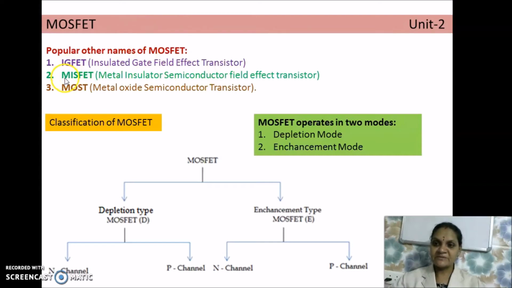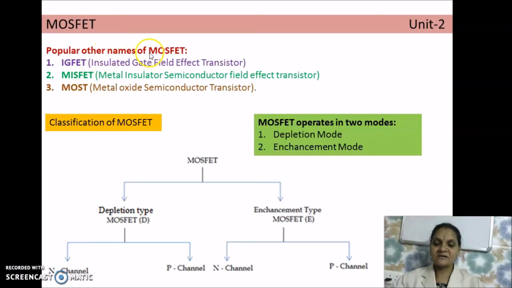The second name is metal insulator semiconductor field effect transistor. Metal insulator means the silicon dioxide is acting as an insulating layer here. That's why it is called a metal insulator. It is made of semiconductor material, so semiconductor field effect transistor. And another name is metal oxide semiconductor transistor. Here you are using a metal oxide semiconductor layer for insulation purpose, that is, the silicon dioxide layer. So that is also called MOSFET.